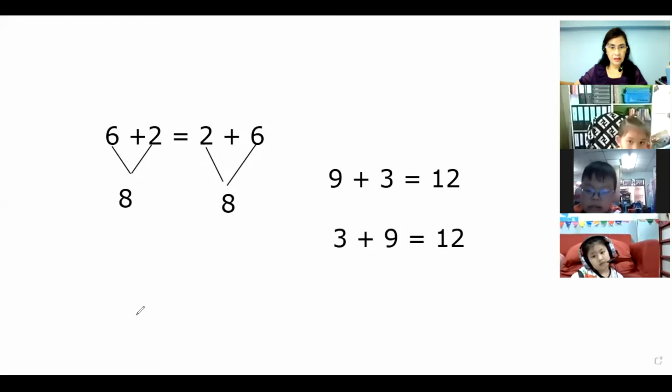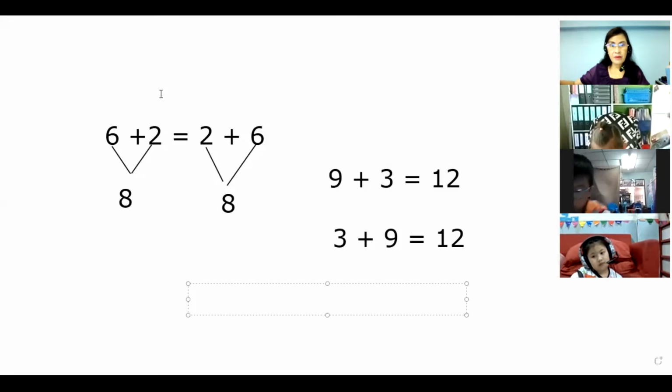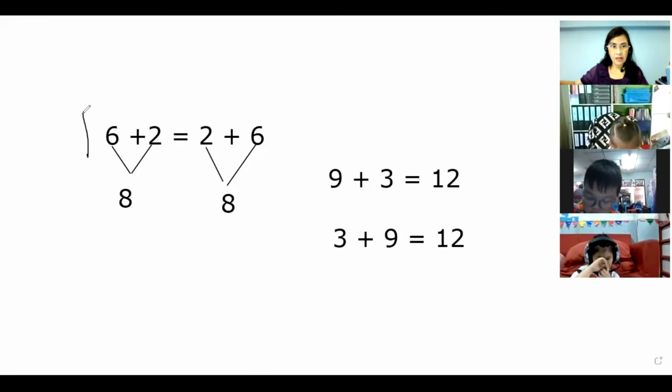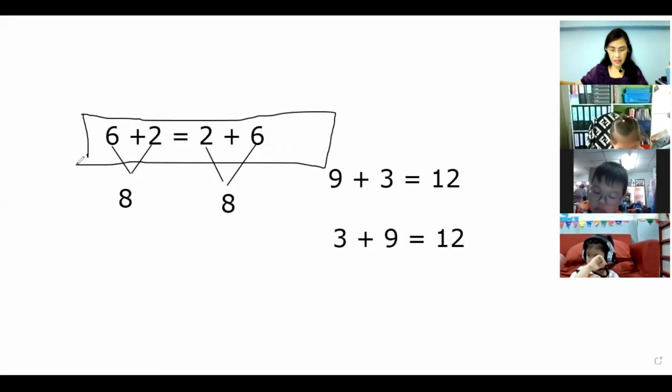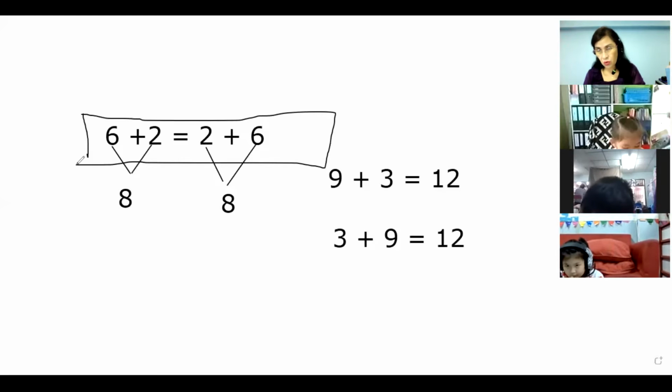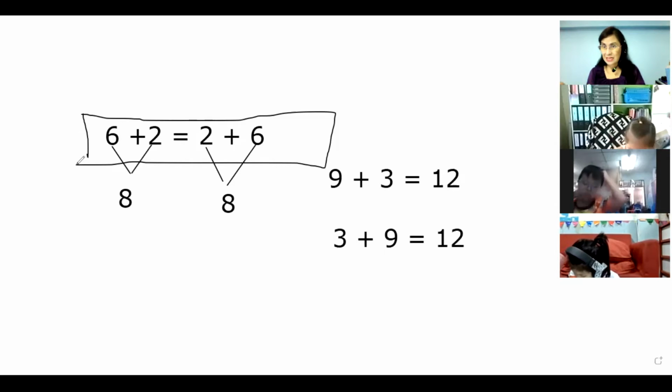Okay, for number one, you have 6 plus 2. This is what you are going to write: 6 plus 2, then 2 plus 6. Just to show that even if you reverse, even if you change the position of the numbers, the answer is still the same. So for number one, you have 6 plus 2 is equal to 2 plus 6. It's the same.